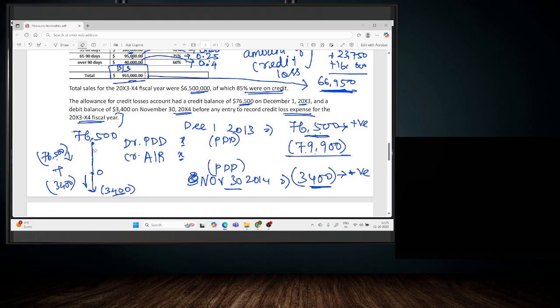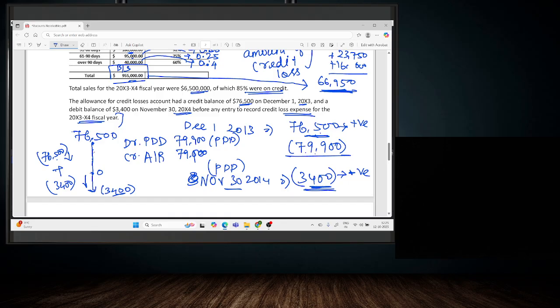So what is the journal entry? Debit provision for doubtful debts by 79,900 and credit accounts receivable 79,900. So from 76,500 positive, it was reduced by 79,900 rupees. So the provision for doubtful debt became 3,400 negative. I hope it is clear so far.